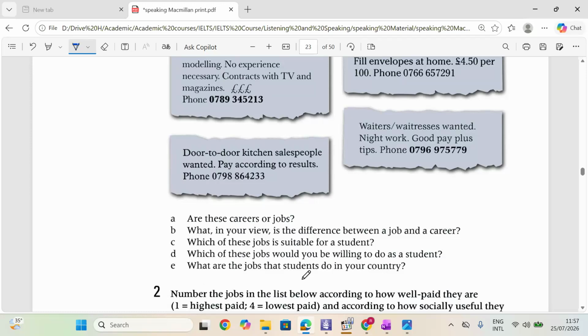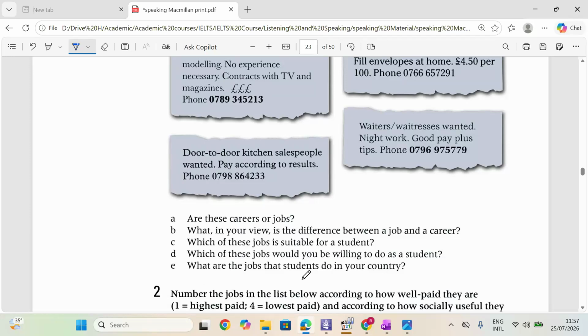What of these jobs is suitable for a student? I think working as a waiter or a waitress is the most suitable because the hours are often flexible, making it easier to balance work and study. Students can also earn extra money from tips. And letter D, I would choose to work as a waiter because it would help me earn money while improving my communication and teamwork skills. It would also give me useful work experience for the future.